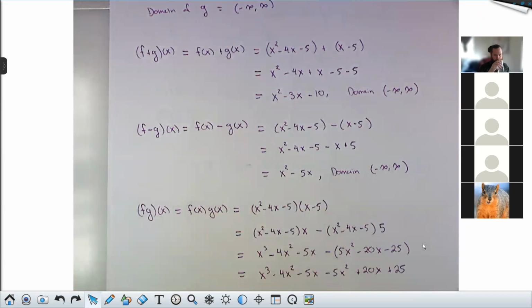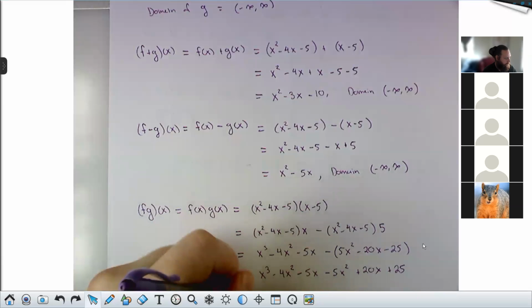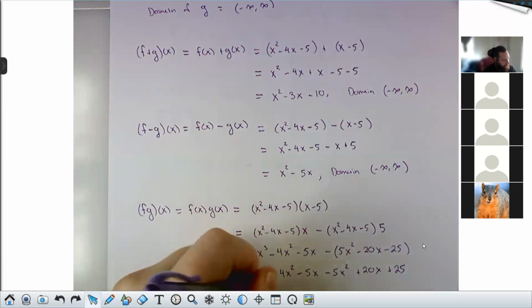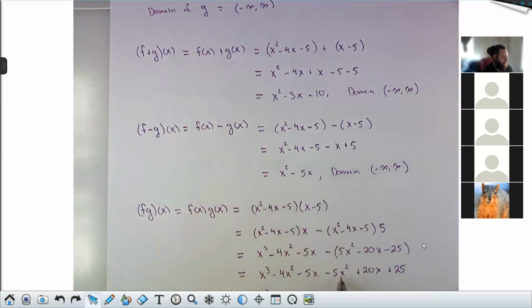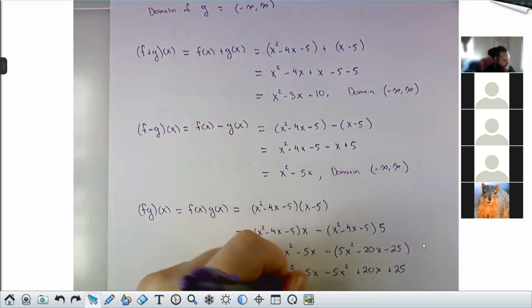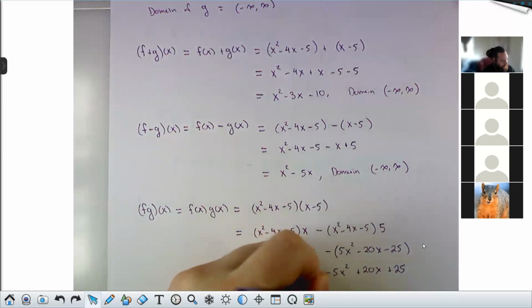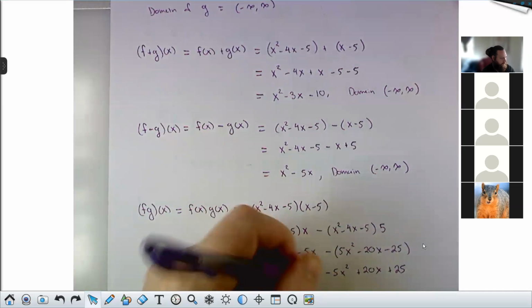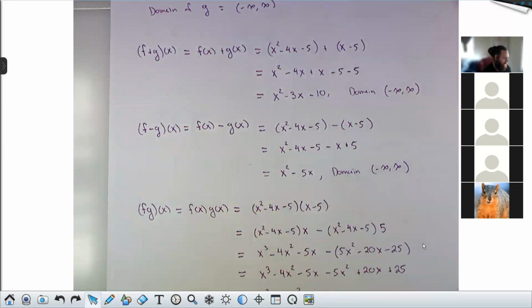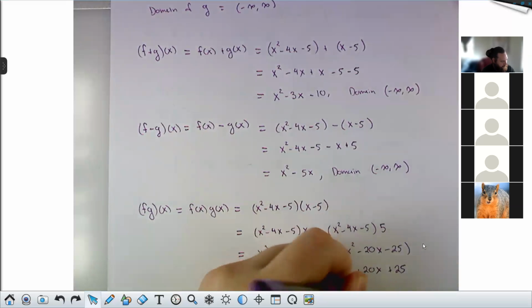There are like terms we can combine, so we should combine them. I have minus 4x squared here, minus 5x squared here. That's minus 9x squared. There's only the one x cubed term, so I'll leave him alone out front. x cubed minus 4x squared minus 5x squared is minus 9x squared. And then x terms, I've got minus 5x here, plus 20x here. That's plus 15x, negative 5 plus 20. And then the constant term is just that plus 25.